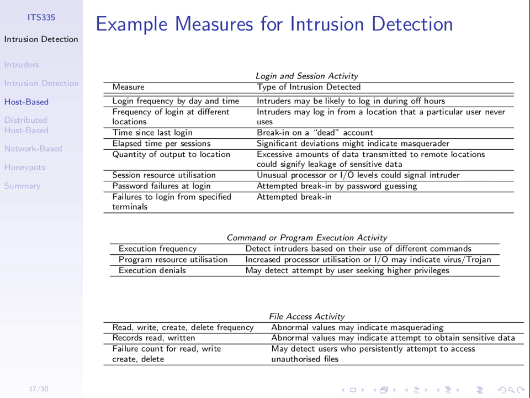Utilization of the resources on the computer, the CPU, the disk activity. Again, if we have a profile of normal CPU activity from the normal users, then something outside of that we can detect as an intrusion. Failed passwords, and failed logins related to that. So failed attempts to log in may be an indicator of an intrusion.